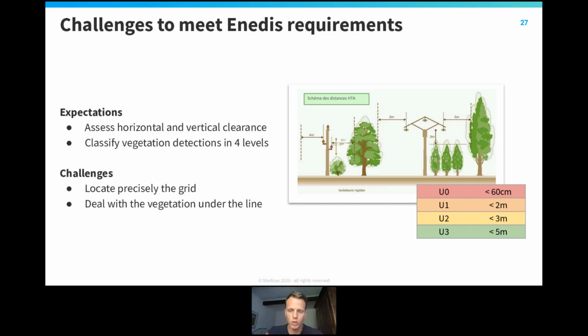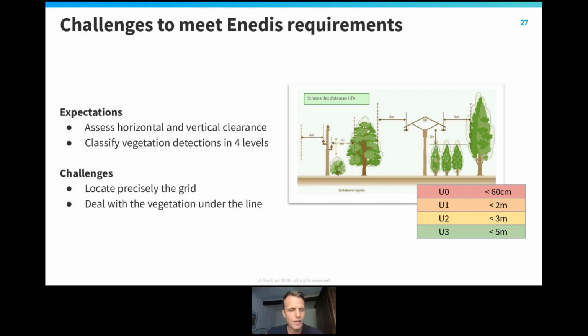Another challenge is to precisely locate the power line. Some regions only have blueprints of the grid locations, so we cannot say if there is vegetation within 60 centimeters from the line without first precisely locating the power lines. So this is often the first step when we work with them.